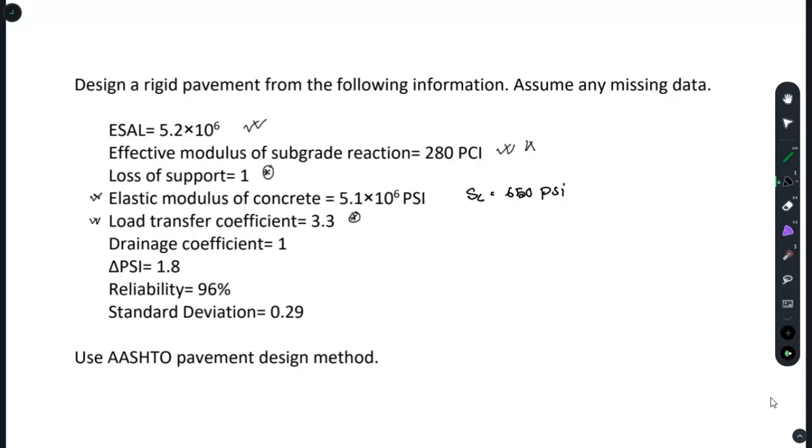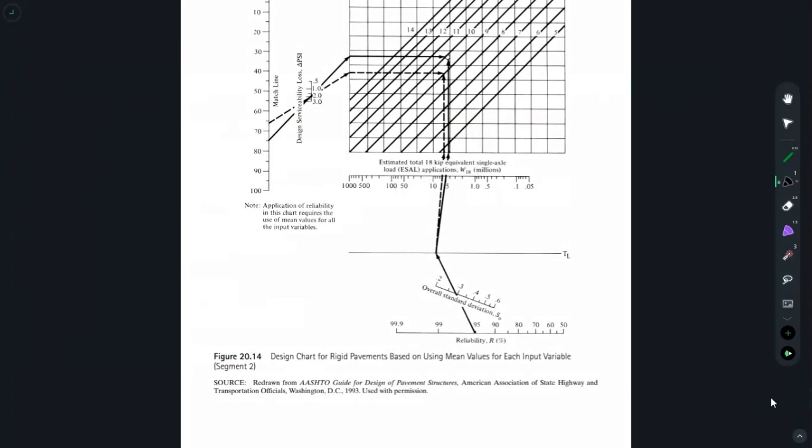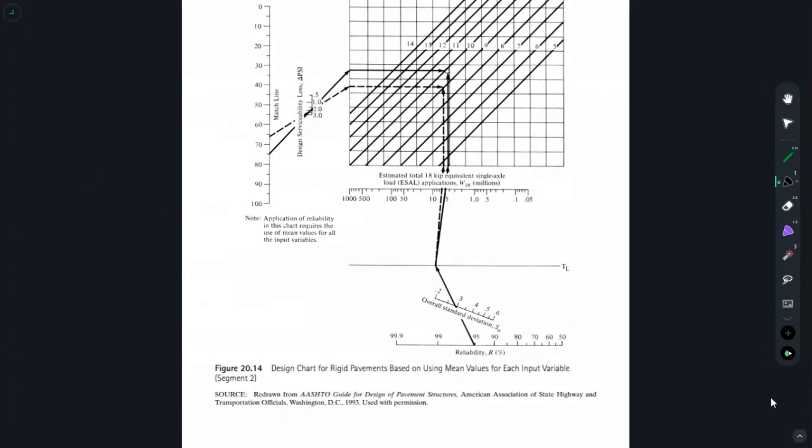And typically, we want a reliability of 95% or above for a highway, and you have a standard deviation of 0.29. There are some standards. Well, for this problem, the reliability is 96, and the standard deviation is that. We will consult a chart for this problem. This chart is based on empirical formulas, maybe. We'll consult that.